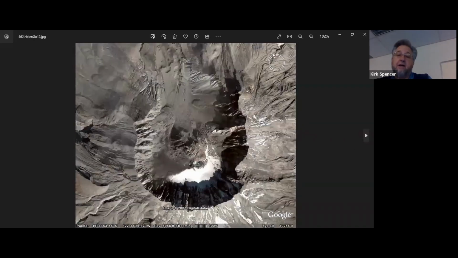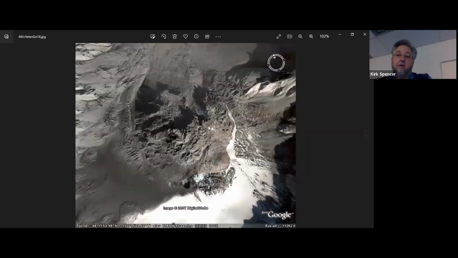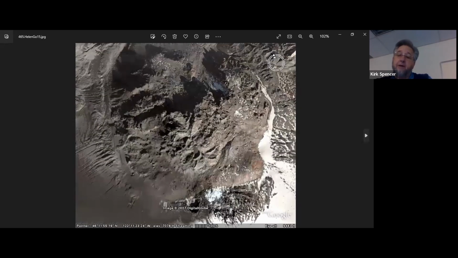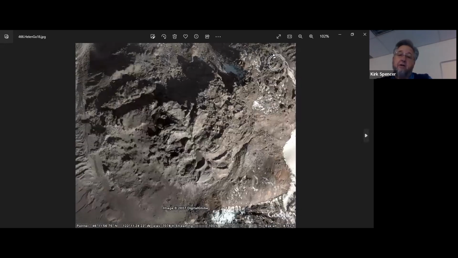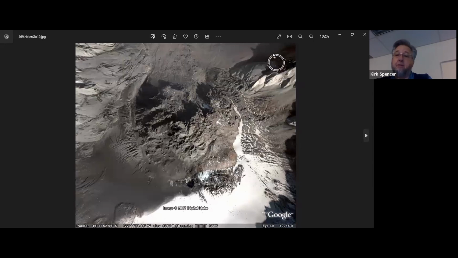So with Google Earth, I can take you down into what's left of the summit. And right in the middle is what they call the lava dome, which is like a cork that's been injected into the neck. And it's holding the pressure in the magma chamber to keep it from erupting again.